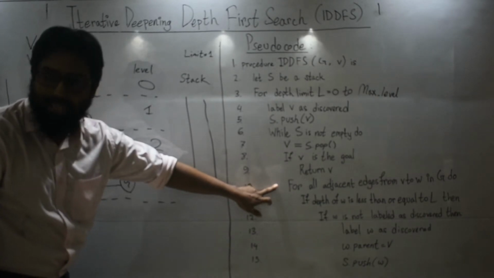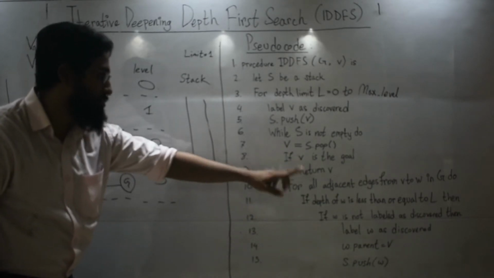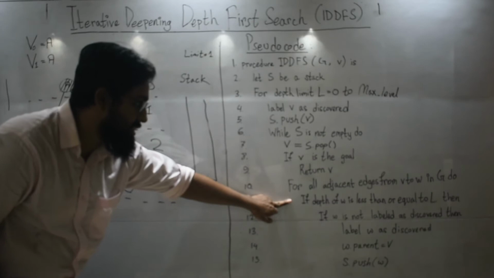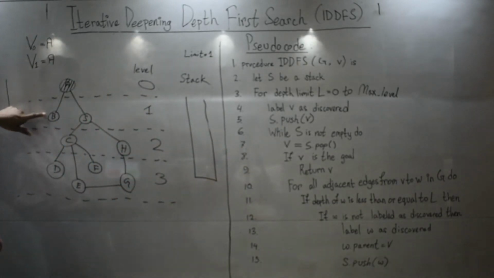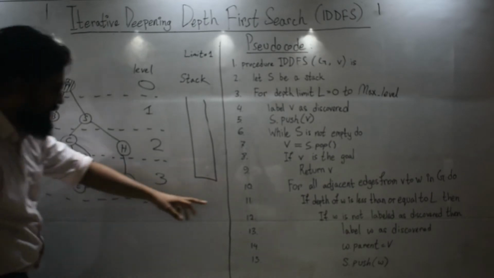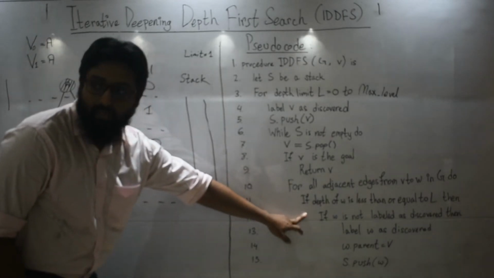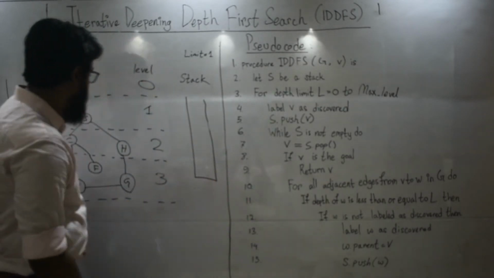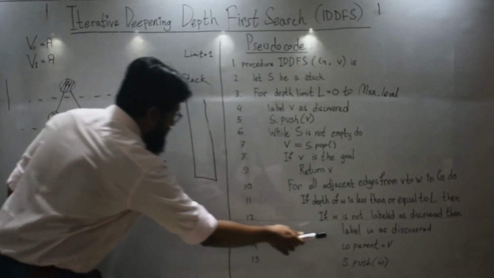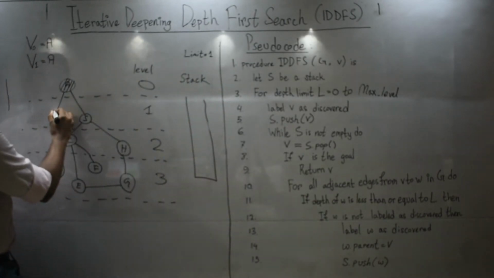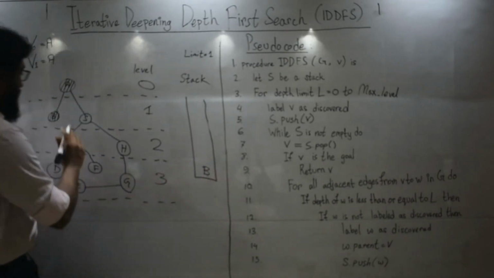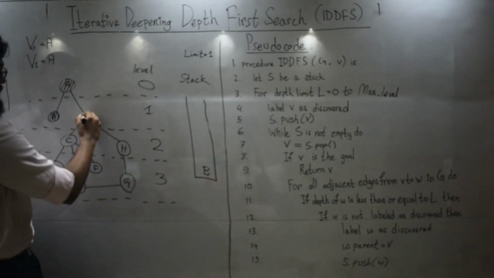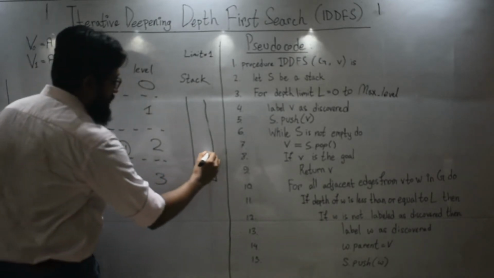For all adjacent edges from W to V in G, check if the depth is less than or equal to 1. Less than or equal to 1, yes, these two. Okay, after that, are they discovered? No. So we can do all these. So let's discover B and then push B. After that, discover S, push S.